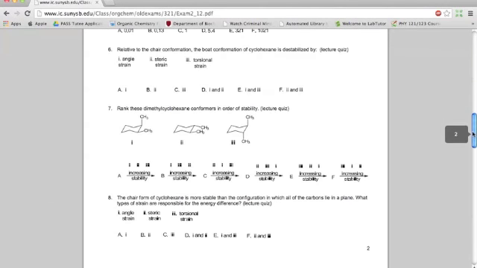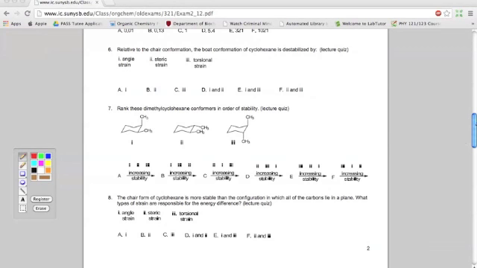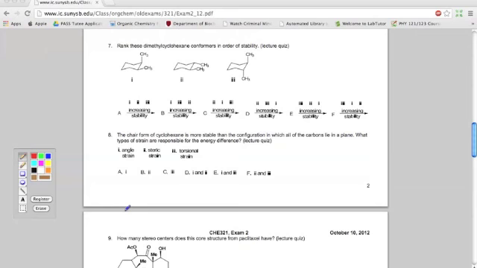Question 6. So relative to the chair conformation, the boat conformation of cyclohexane is destabilized by. So this is literally something that you should just know and write in your card. The boat conformation has a lot of steric strain and a lot of torsional strain, so that's going to be F.